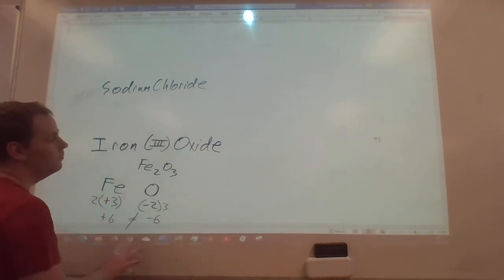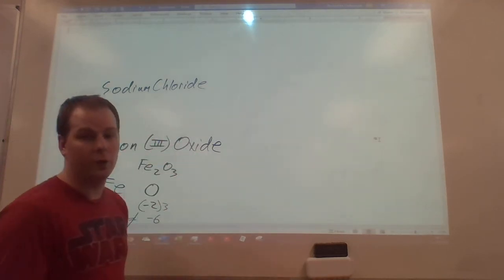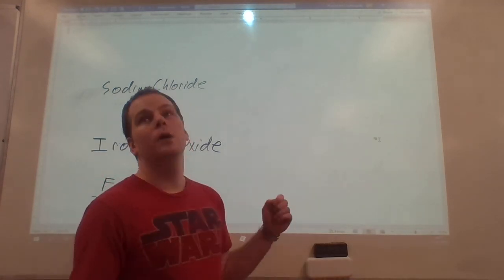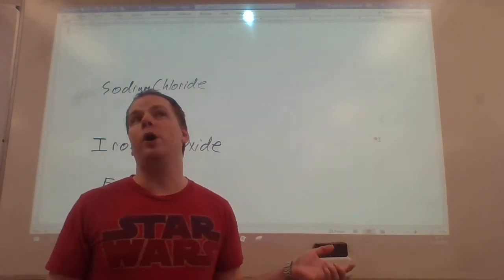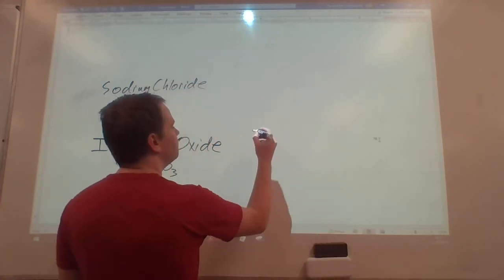And this is how most compounds are going to work. So, for example, cobalt sulfate.